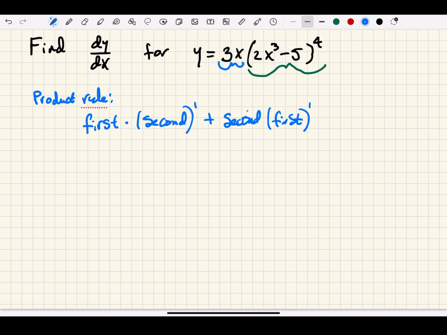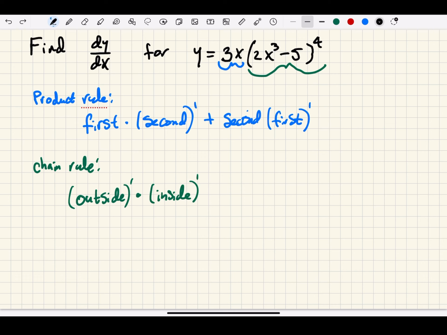function. Something else that we need to realize is that the second function is a composition of functions, so we will need to use the chain rule. The chain rule says that we should find the derivative of the outside function and then multiply that by the derivative of the inside function.